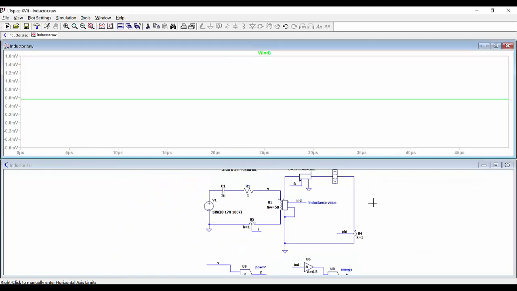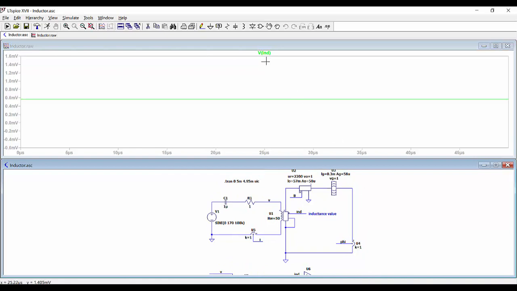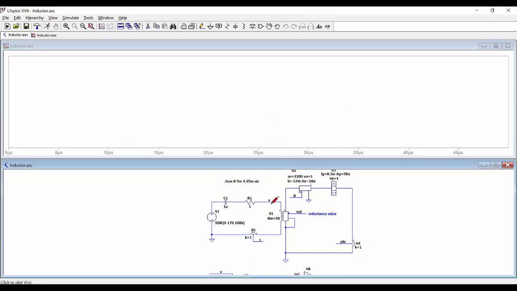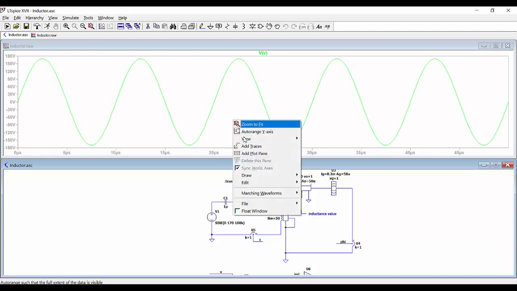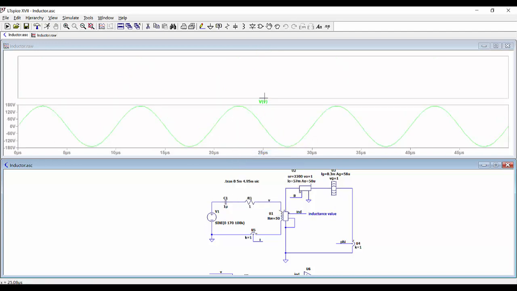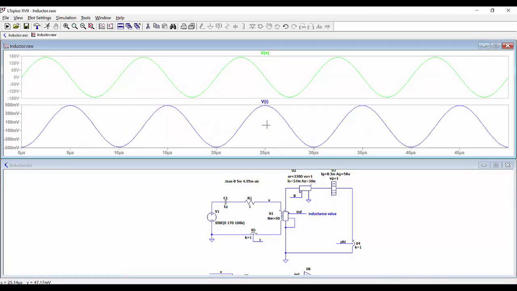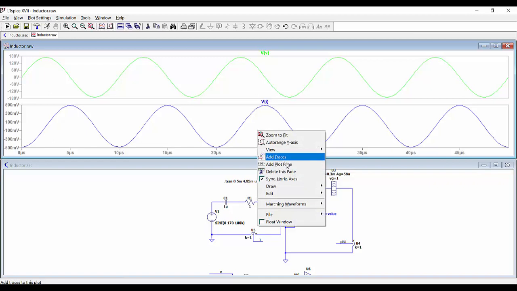Now we can add the different waveforms. Let's start deleting this one, and then we can show the voltage. We can add another pane and see the current. So we see that the amplitude of the voltage is 170 volts. The amplitude of the current is nearly 500 milliamperes. We can add another pane.